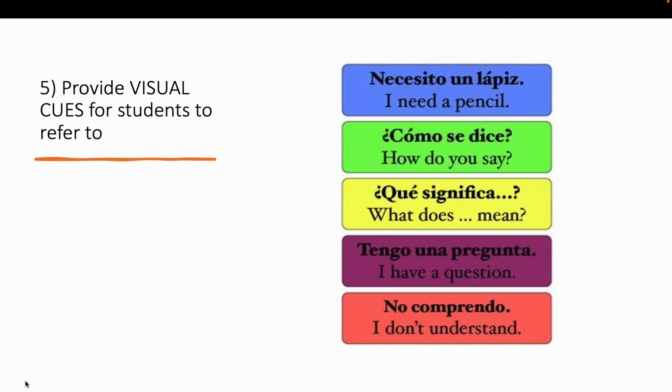Tip number 5 is to provide visual cues. And this is so helpful as you're walking through class and you're listening to students talk, if they don't have the right expression, you can just point to the poster, or the students know that they can look at it.